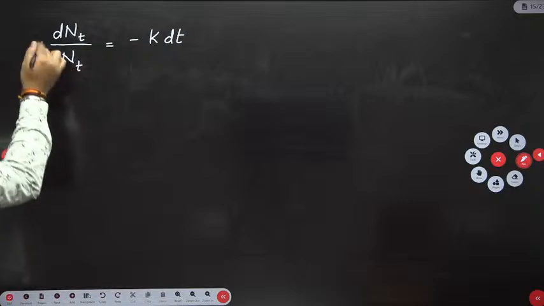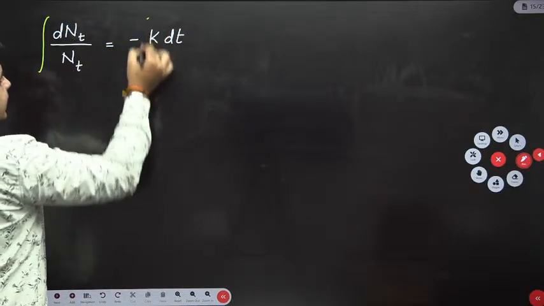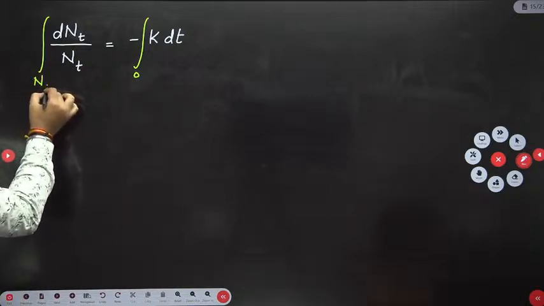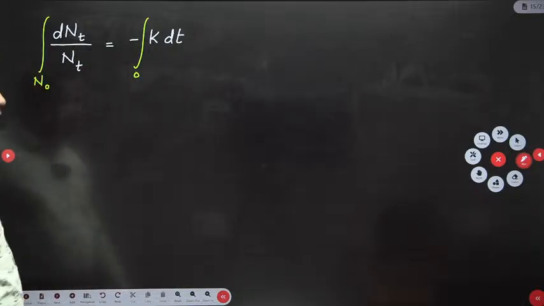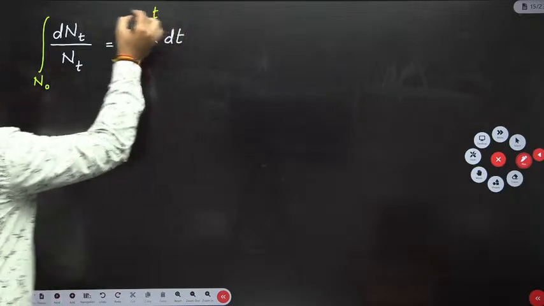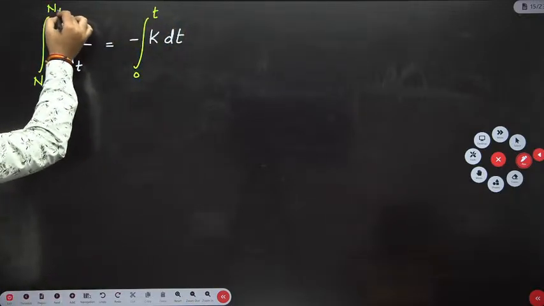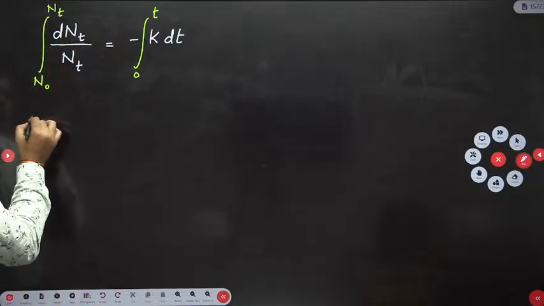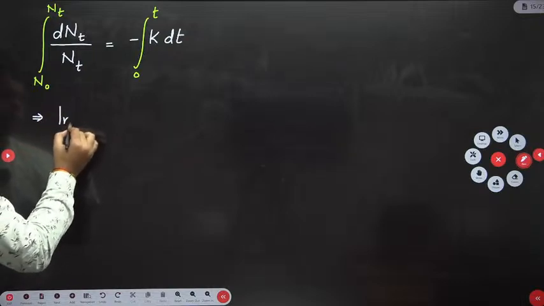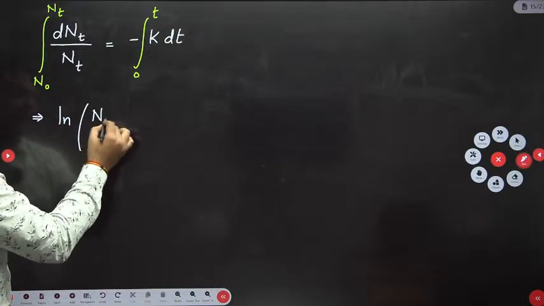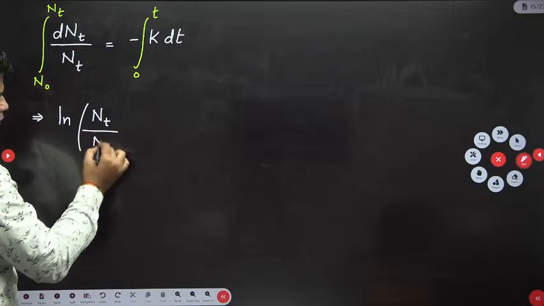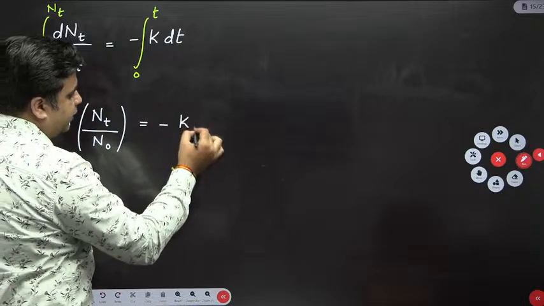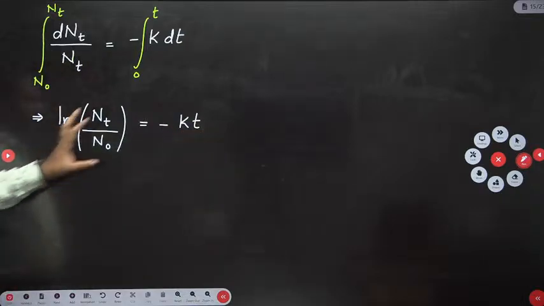Just integrate this expression. On integrating, at time t equals 0, the number of microorganisms present in the system was N naught. At time t equals t, the number of microorganisms present in the system is Nt. So you just integrate this. This will be natural log of Nt by N naught equal to minus K into t. So this is how the integration will look.